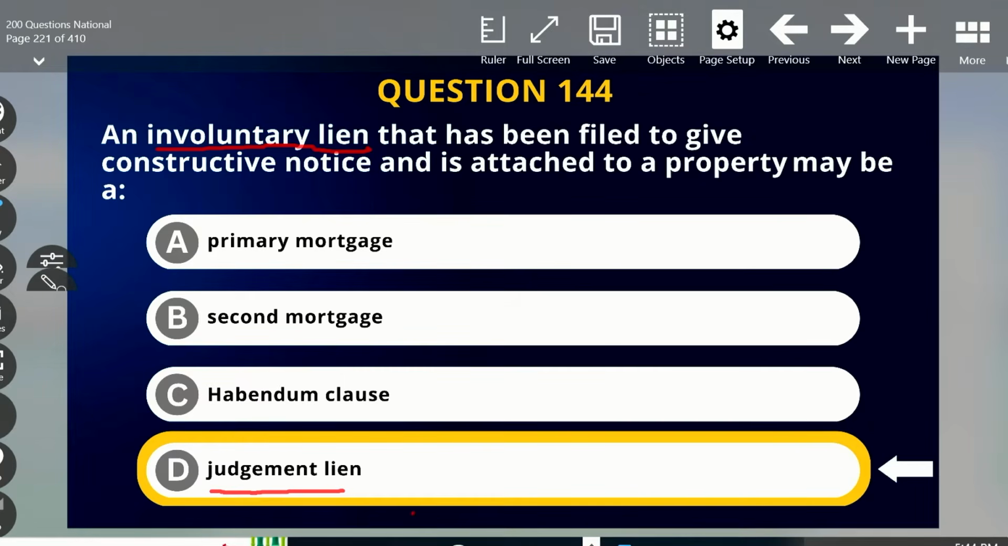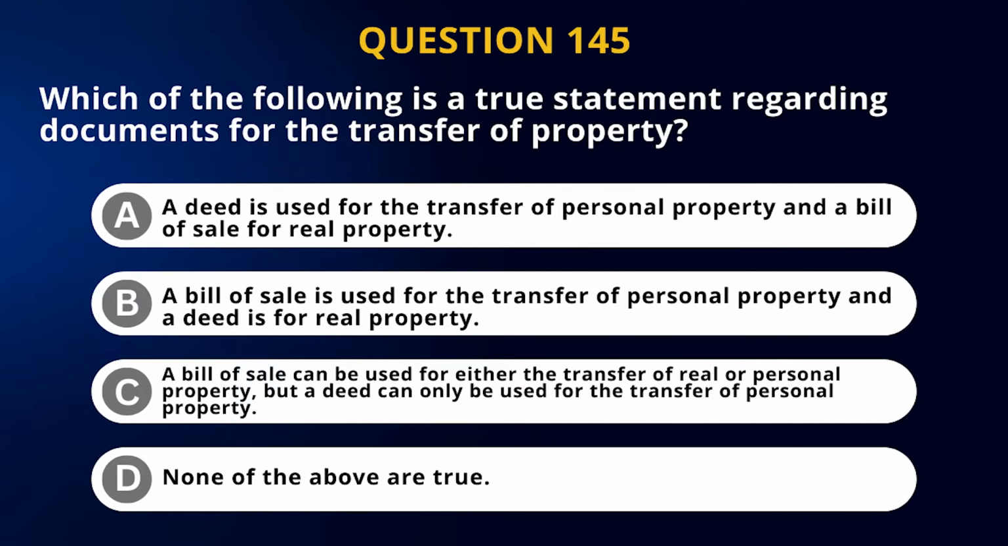All right. So a mortgage is a voluntary specific lien. So let's say they said primary mortgage. Let's even say you bought there. A mortgage that's placed on a property is voluntary. So is a second mortgage. So these are both voluntary. Habendum clause is just not a lien, and a judgment lien is the only answer that you can pick here, letter D.